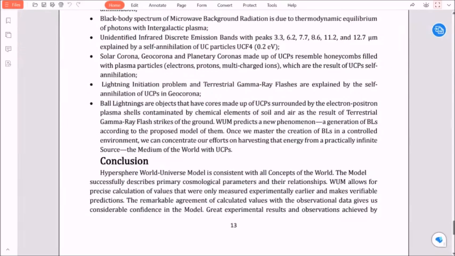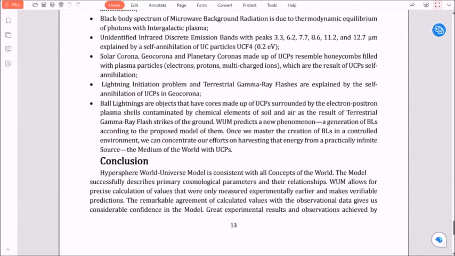Lightning initiation problem and terrestrial gamma-ray flashes are explained by the self-annihilation of UC particles in geocorona. Ball lightnings are objects that have cores made up of UC particles surrounded by electron-positron plasma shells contaminated by chemical elements of soil and air as a result of terrestrial gamma-ray flash strikes of the ground.